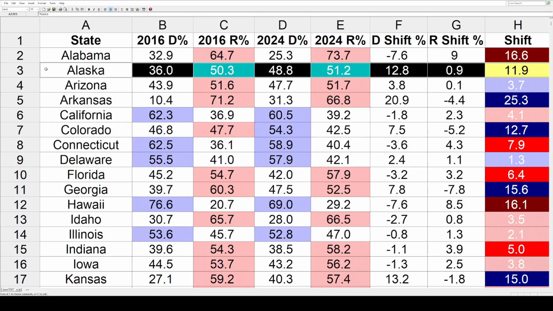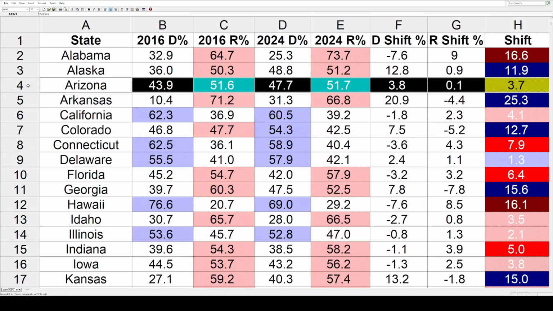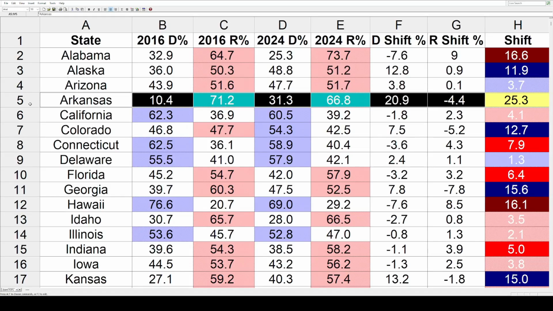In Alaska, that state now uses ranked choice voting. Back in 2016, there was a Libertarian candidate on the ballot that pulled in double digits. But throughout all that, the state shifted 11.9% toward the Democrats. Arizona got a little bit bluer by 3.7%. In Arkansas, that state shifted a massive 25.3% toward the Democrats. That was the biggest blue shift out of all the states.